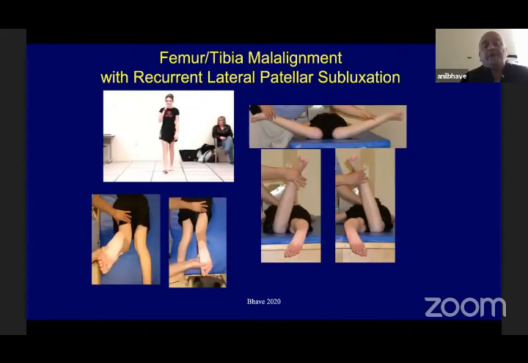This is the opposite example of the other guy that I showed you. This is a patient with a significant internal rotation of the femurs, and external rotation of the tibia. The right is not as bad, but the left is definitely off.